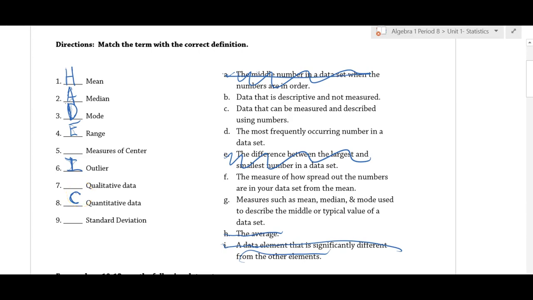Because again, we could find the average. So you can measure it. Qualitative data we can't measure. So if we look at option B there, it says data that is descriptive and not measured. So this is like jersey numbers, yes or no, multiple choice, true or false. So that would be B.